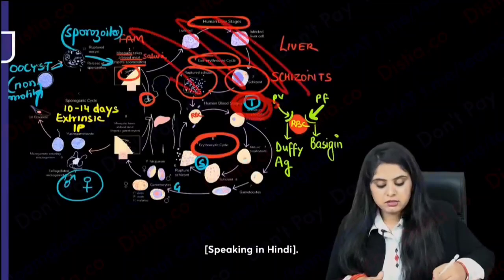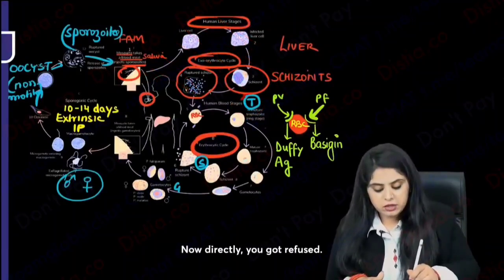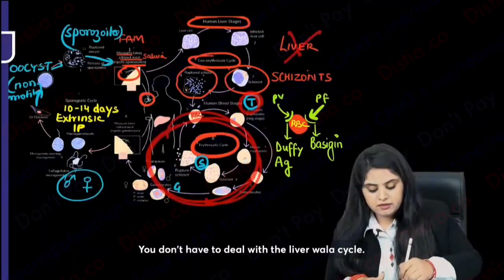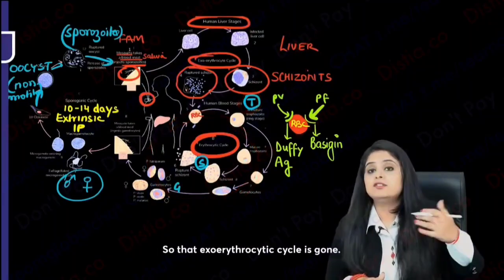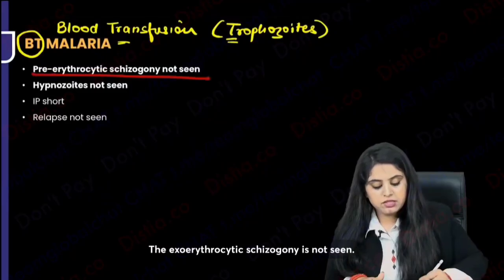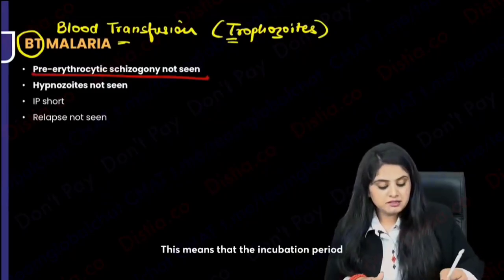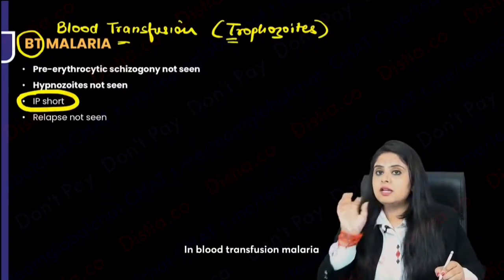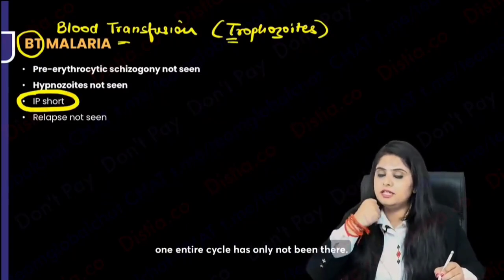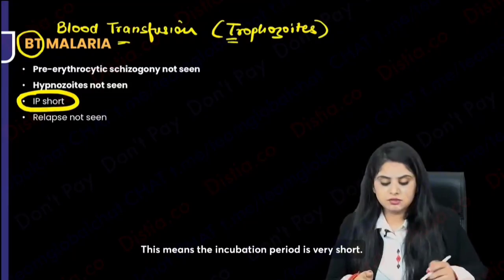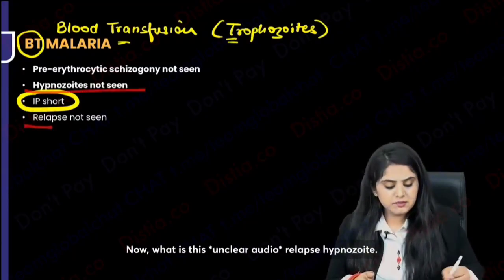This whole cycle is gone. Nothing is gonna happen, now directly you've got trophozoite. So you just have to deal with this cycle. You don't have to deal with the liver cycle. So that exoerythrocytic cycle is gone. The exoerythrocytic schizogony is not seen. This means that the incubation period is gonna be very, very short. Simple. In blood transfusion malaria, when one entire cycle has not been there, this means the incubation period is very short. Now, what is this that is written?